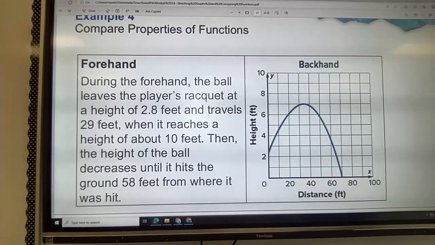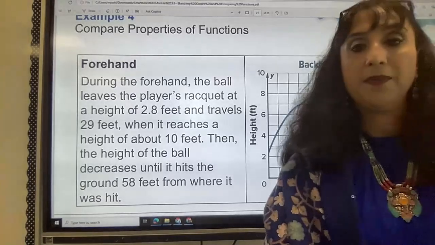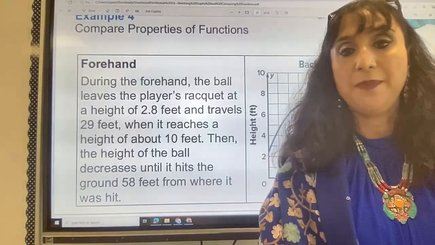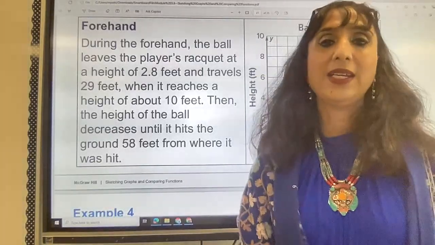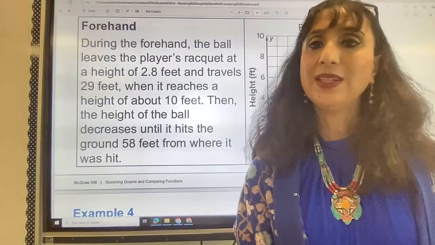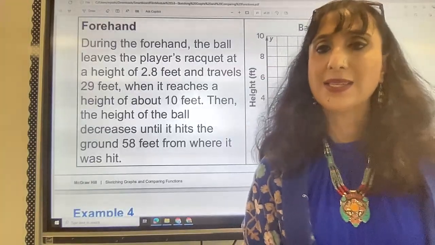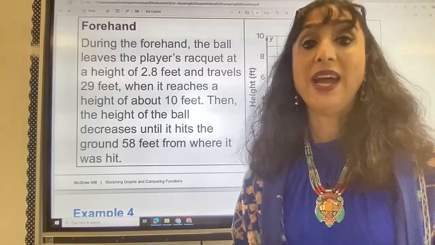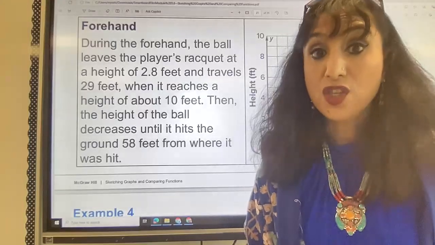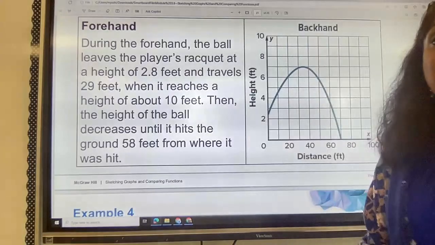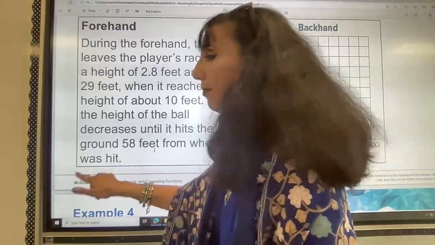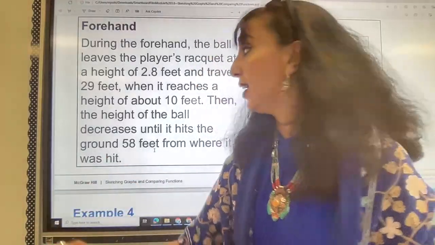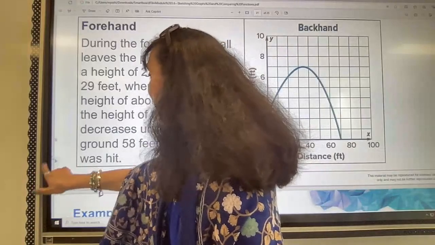Okay, so let's compare the two. If I look at the forehand, where is it hitting the ground? Let's talk about the x-intercept. It's hitting the ground at 58 feet. So that means (58, 0). So in the forehand, my 58 feet is going to be my x-intercept.